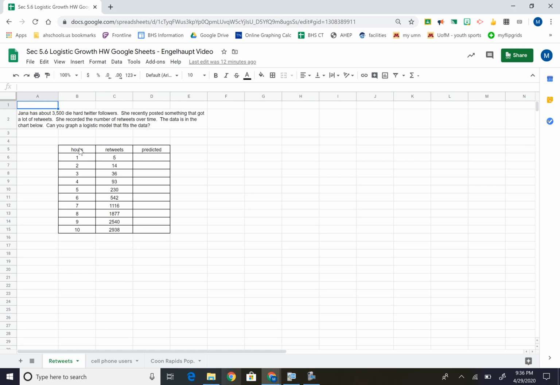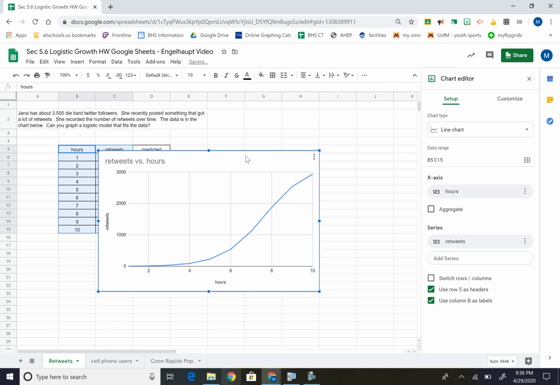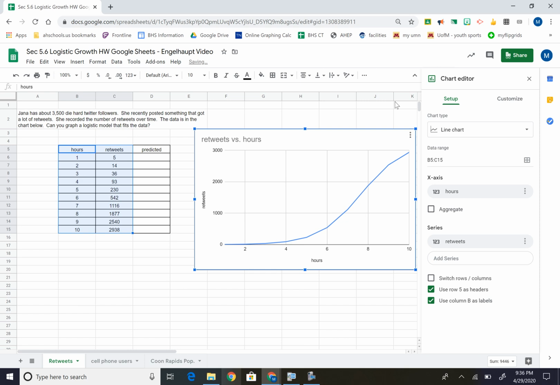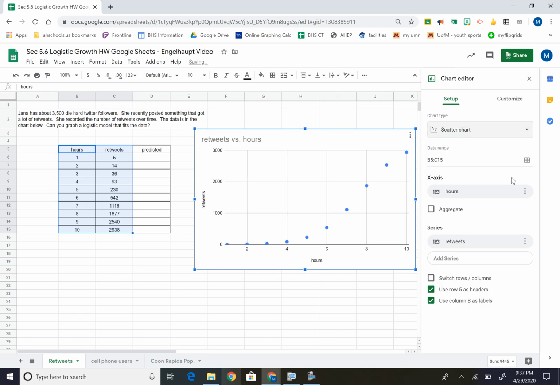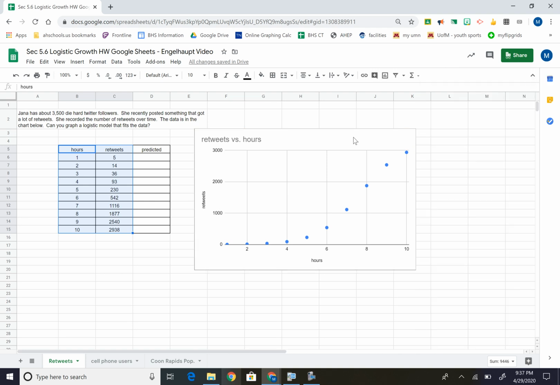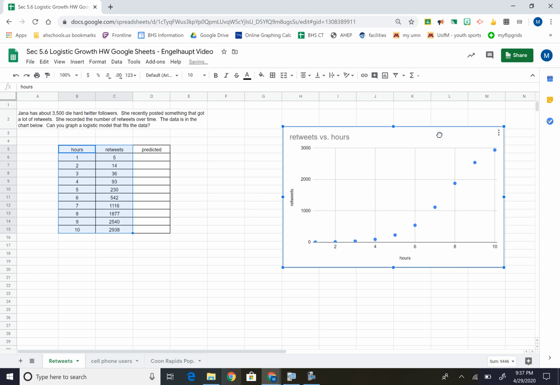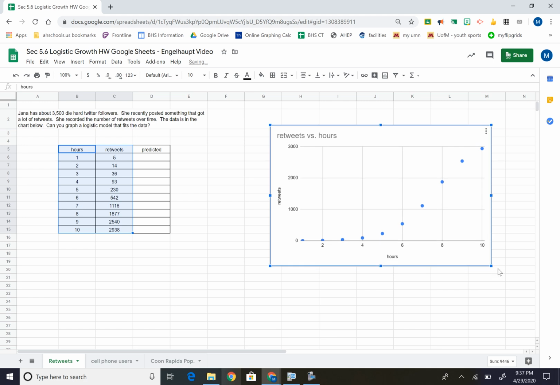So we're going to do the normal Google Sheets graph stuff. We're going to click, drag, and highlight this data and hit the chart button. Hopefully it gives me a line graph or a scatter plot graph, whichever is fine. Because we're going to fit a model over this, I'm actually going to use a scatter plot. Looking at that, we can see that it looks logistic.